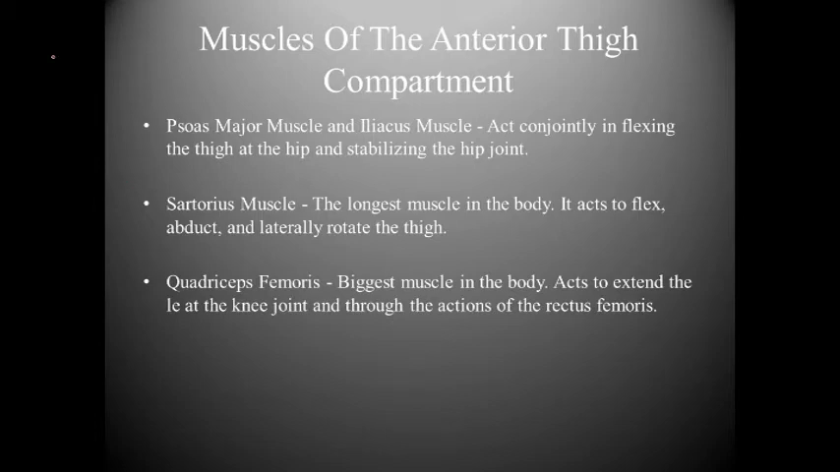So the muscles of the anterior thigh compartment. The psoas major muscle and the iliacus muscle act conjointly to flex the thigh at the hip and stabilize the hip joint. The sartorius muscle is the longest muscle in the body. It acts to flex, abduct and laterally rotate the thigh. Another thing to keep in mind and put a star by, the sartorius muscle being the longest muscle in the body. The quadriceps femoris muscle is the biggest muscle in the body. It acts to extend the leg at the knee joint and through the actions of the rectus femoris.